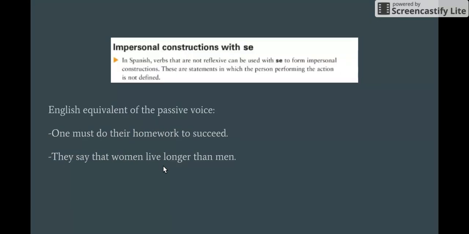In this chapter, we're introduced to another use of the se, for impersonal constructions, or the English equivalent of the passive voice. Generally in these cases, one use is when you're not sure who the subject is, or it's not defined. So in English, one must do their homework to succeed. One, you're not talking about a specific person, it's just an impersonal general statement. Or they say that women live longer than men. They, who's they? It's not a specific person, it's just an impersonal abstract concept.